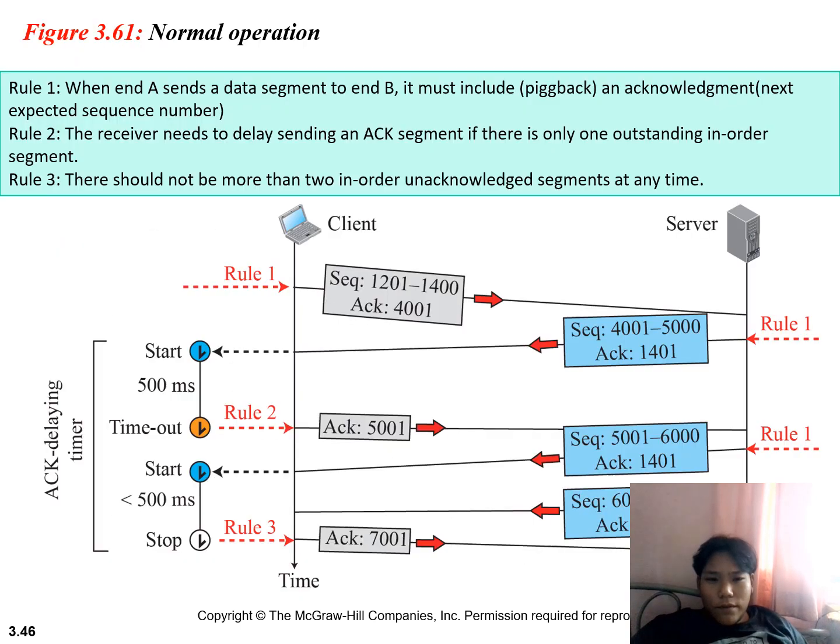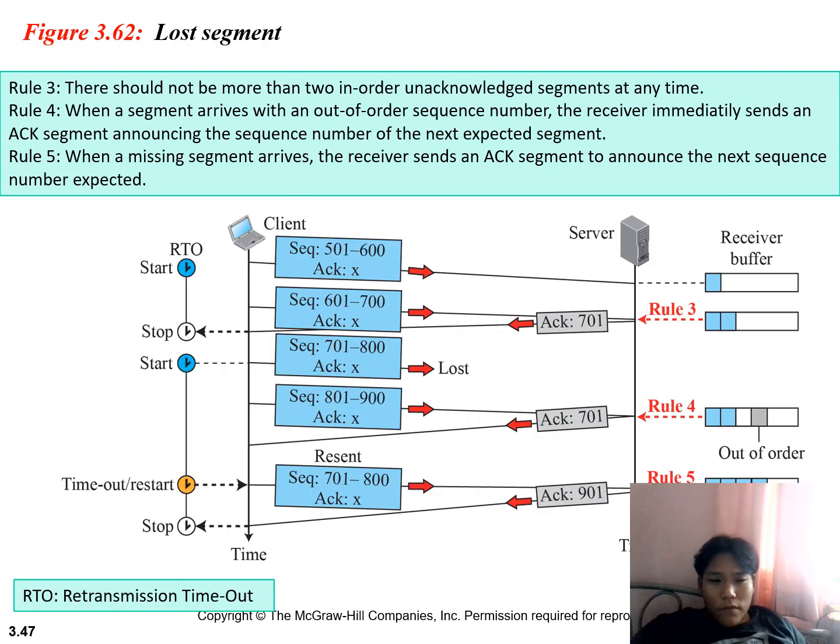In some scenarios. Rule 1. When node A sends a data segment to node B, it must include a piggybacked acknowledgement of the next expected sequence number. Rule 2. The receiver needs to delay sending an ACK segment if there is only one outstanding in-order segment. Rule 3. There should not be more than two in-order unacknowledged segments at any time.